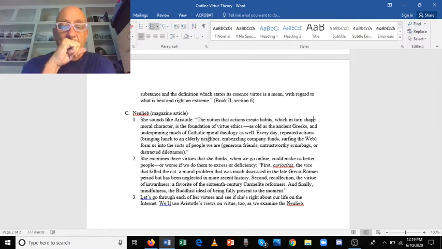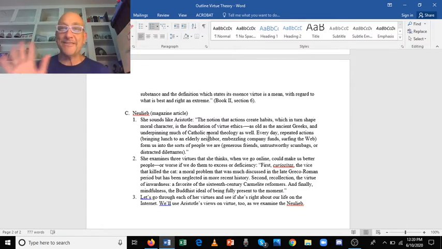So here's her definition. The notion that actions create habits. So you do something over and over and it becomes a habit, and that shapes your character or moral character. That's virtue ethics. And she does say it's as old as the ancient Greeks. You read the Aristotle. And it's the underpinning of a lot of Catholic moral theology, fine. You don't have to be Catholic to be virtuous. There are virtue theories in every major religious and philosophical tradition, I would bet. Everyday repeated actions, this is her quote, bringing lunch to a neighbor, stealing from work, if you do it over and over, form us into the sort of people we are: generous friends, the embezzler, untrustworthy scumbags, or surfing the web, distracted dilettantes.